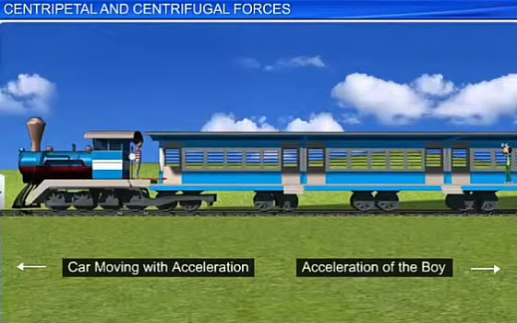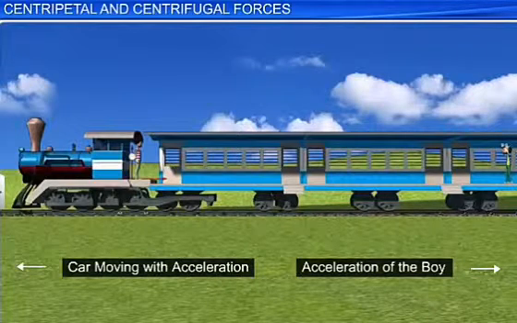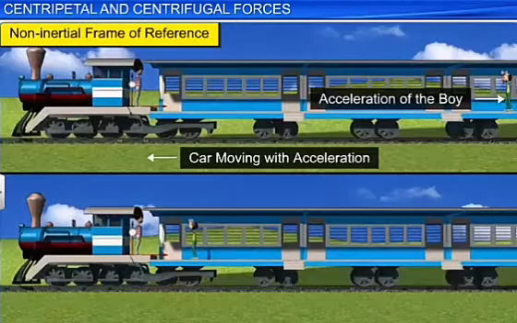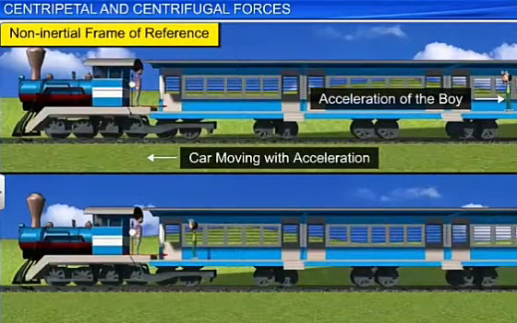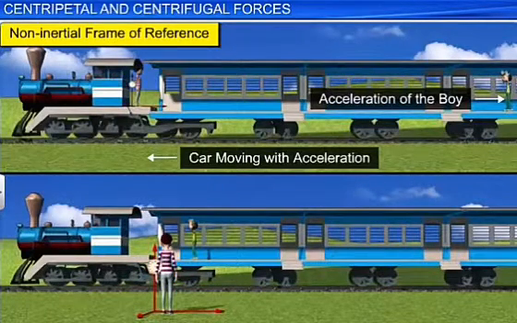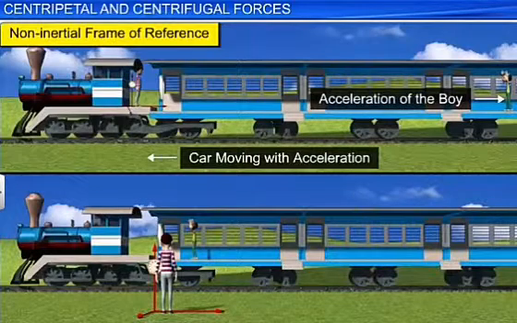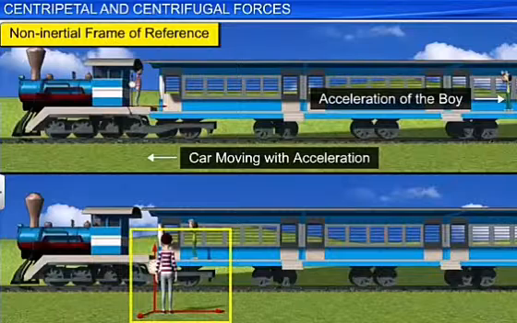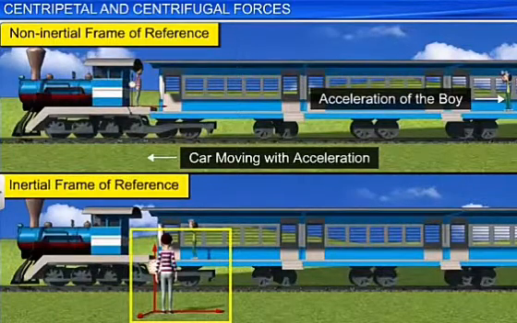An accelerating frame of reference, where Newton's laws of motion are not valid, is known as a non-inertial frame of reference. Let us find how another observer, whose frame of reference is attached to the ground, describes the motion of the boy. The frame of reference of the second observer is at rest and is an inertial frame of reference.